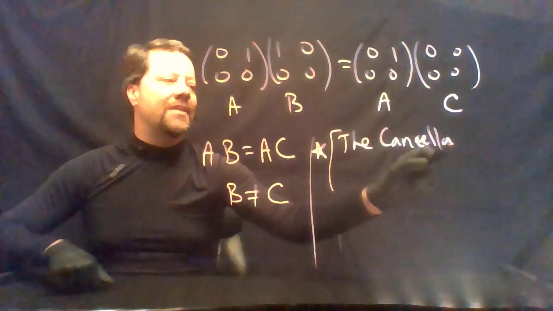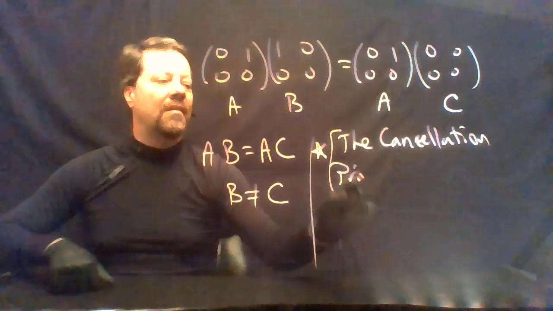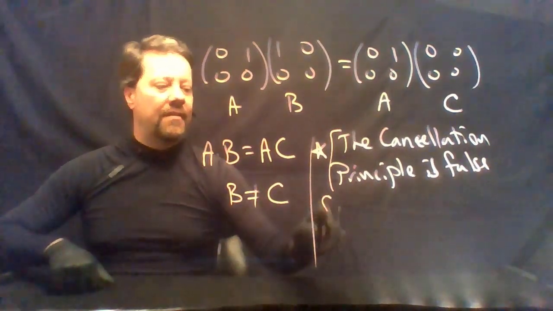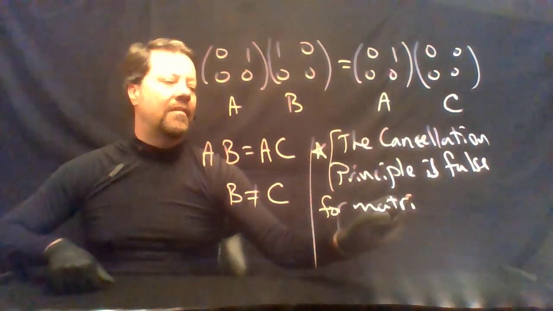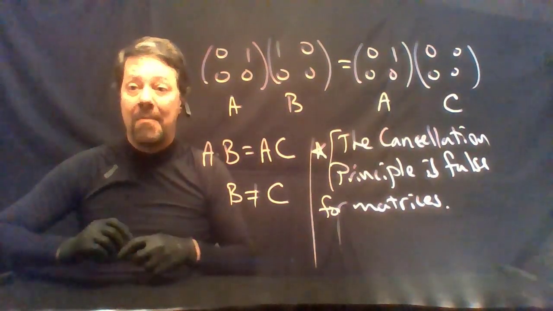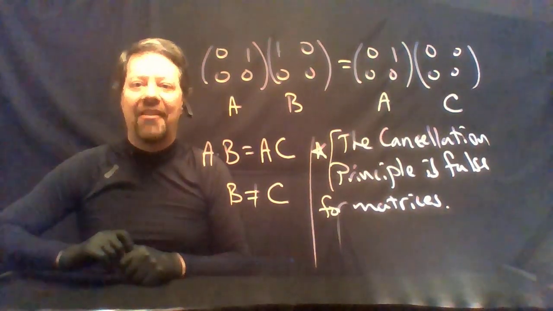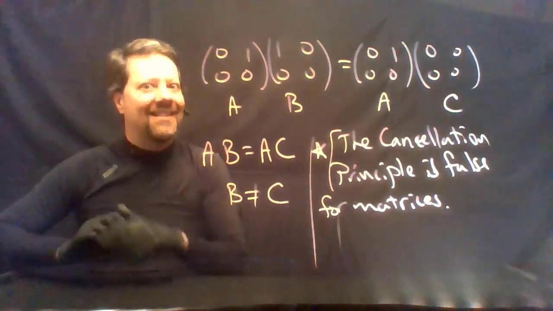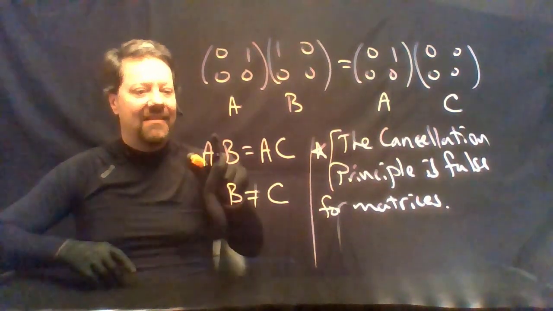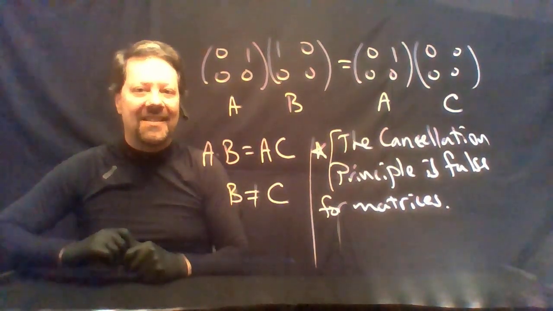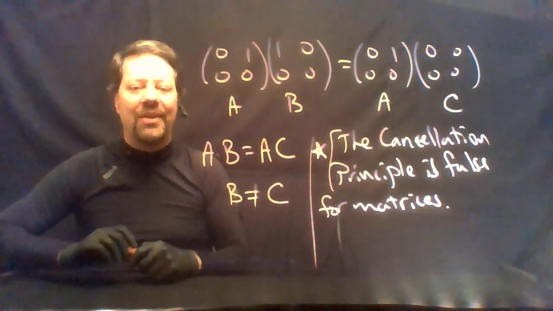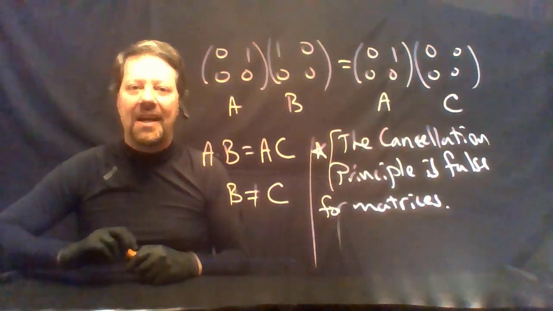Dun, dun, dun. The cancellation principle is false for matrices. You can't just go canceling matrix factors off of both sides of an equation. Let that be a warning to you. Take very careful heed. You can't do some of the things that you are inclined to try to do. You're going to have to think carefully about what you can and cannot cancel from two sides of a matrix equation.